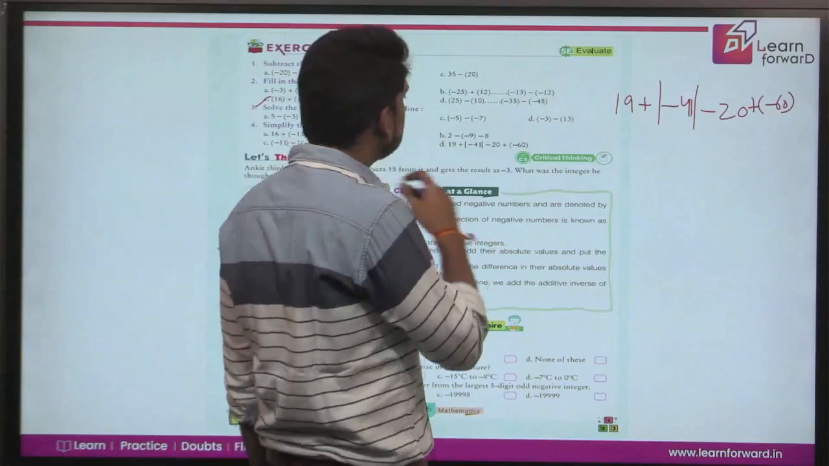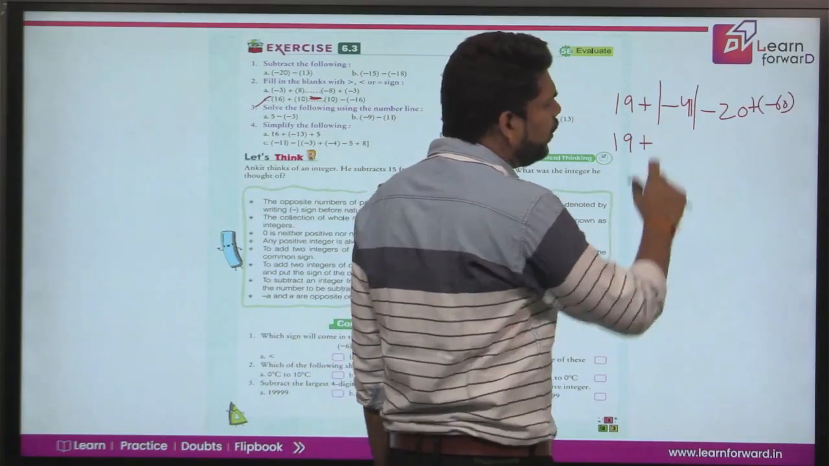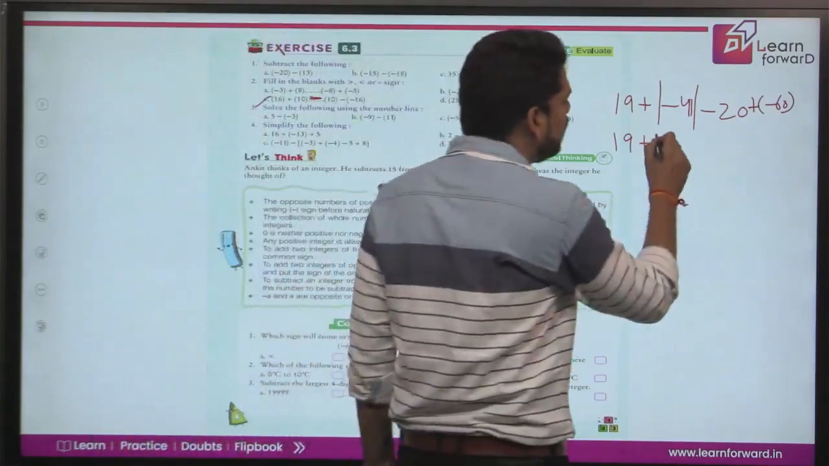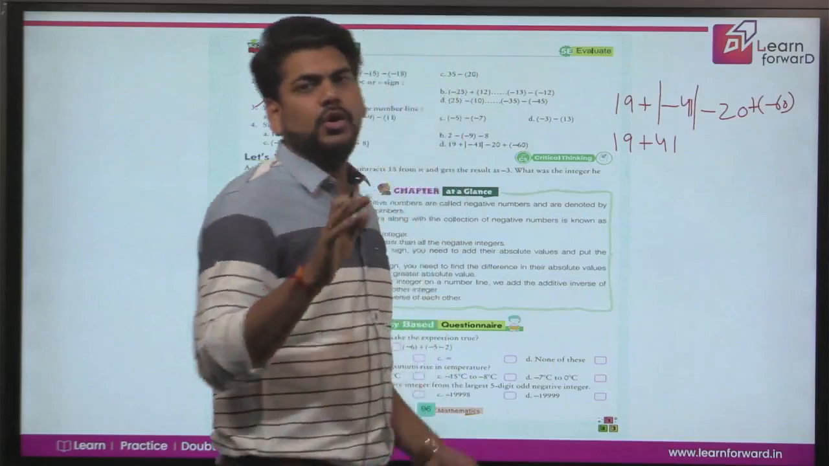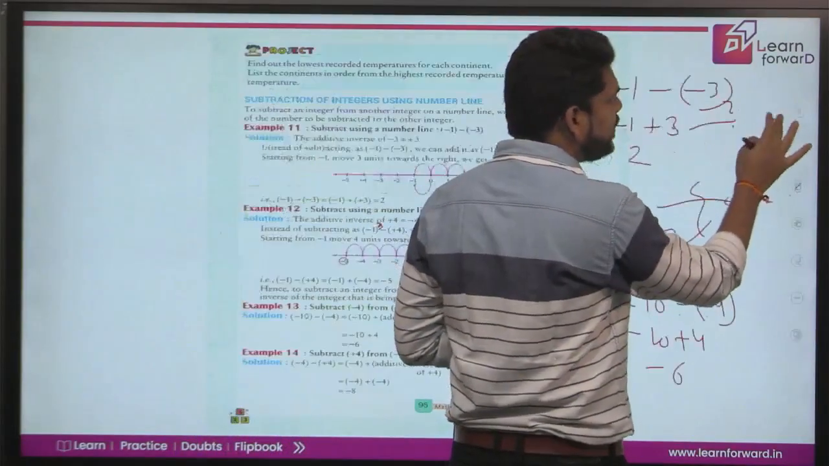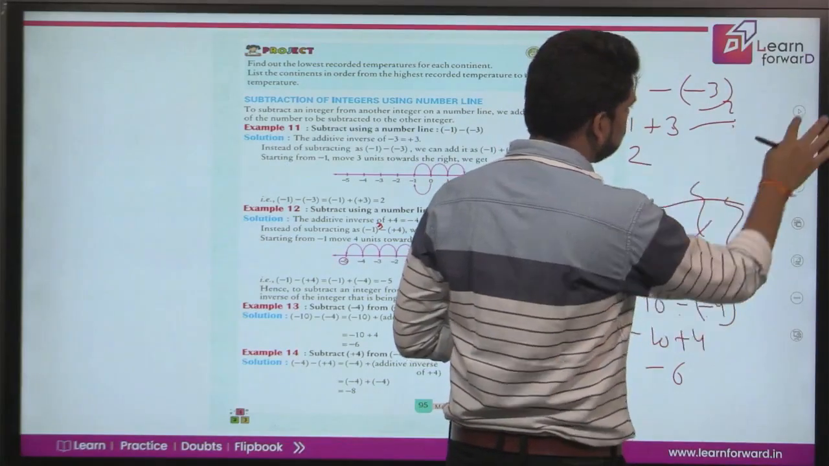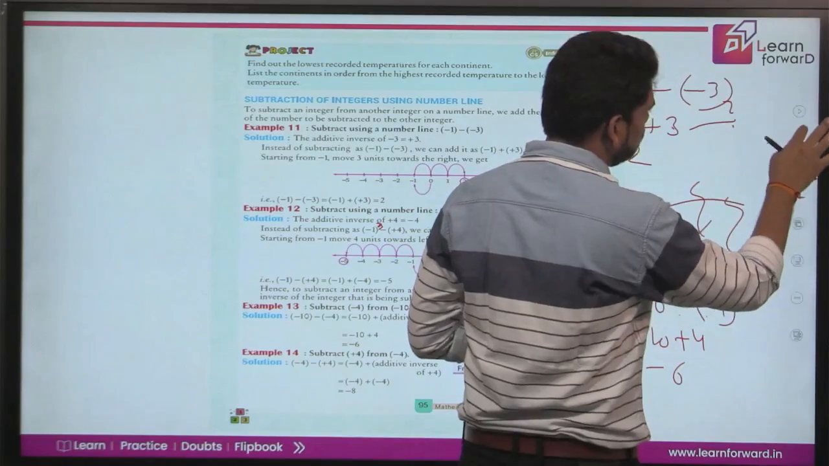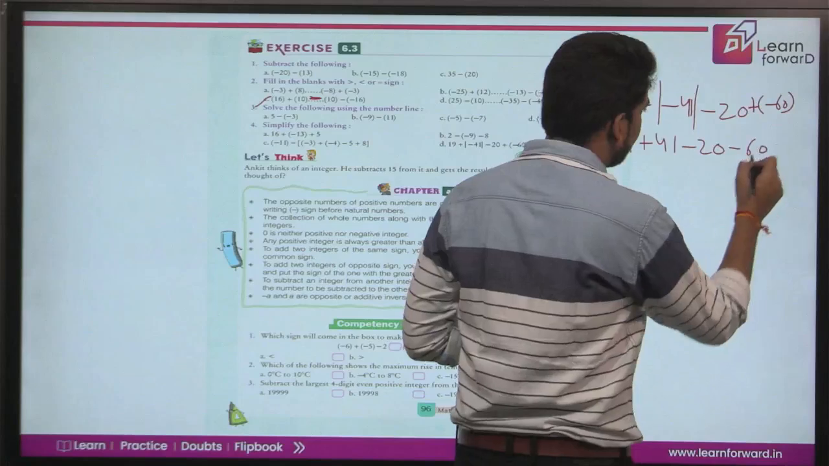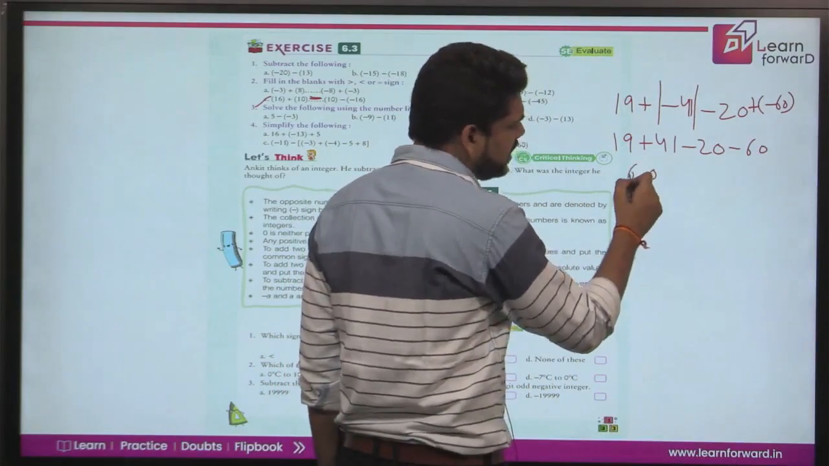Okay, so this was the question given to us. 19. First of all, minus 41 will come out of the absolute and it will be 41, because what was the meaning of absolute? Do not see the sign, just put simply the number. Minus 20 plus minus minus 60. Now 19 plus 41, answer is 60.